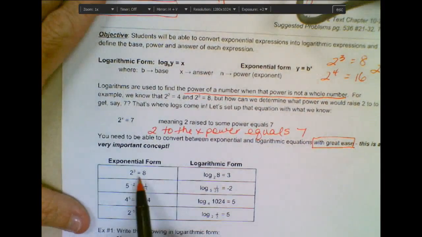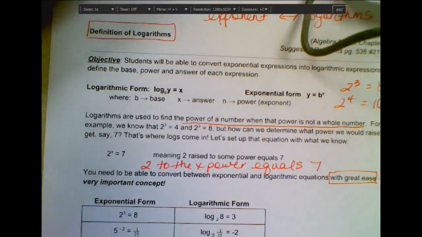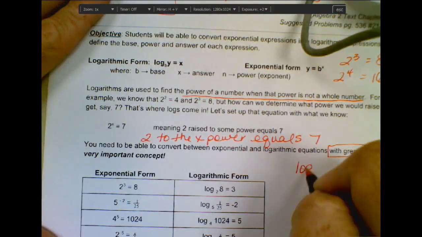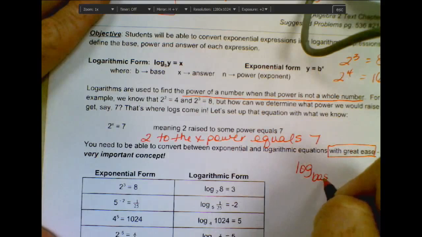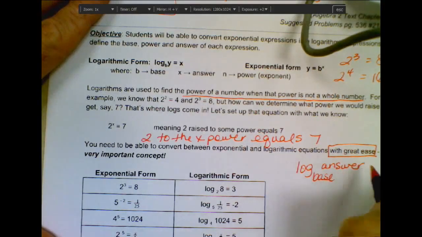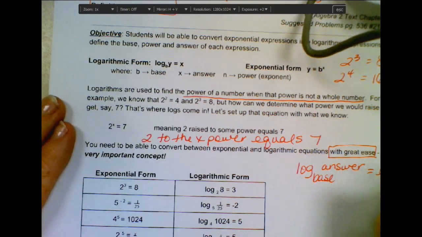So if we're going to convert the first one, let's take 2 to the third equals 8. Let's make this a little bit closer. So the standard form for a logarithm is the log, you have the base below the line, the answer above it next to log, equals your exponent.